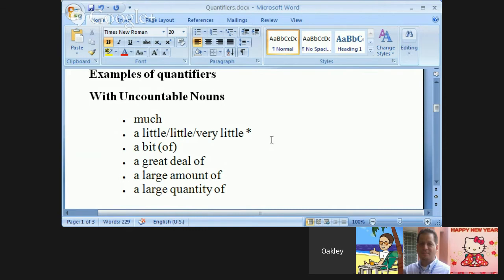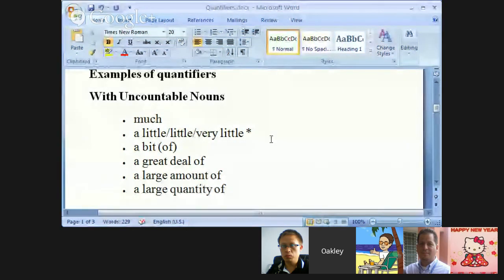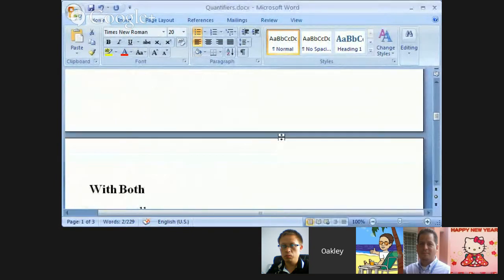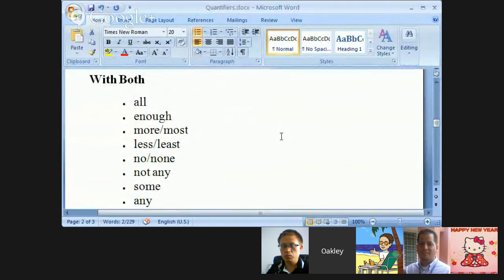And if I say, now look, if I say there were very little cats in the yard, that means something totally different. It doesn't mean few. It doesn't mean numbers. It means very tiny little cats who are very small sizes. So it changes the meaning entirely if I use a little or very little with a countable noun. Okay, there's a good number of quantifiers which are used with both.